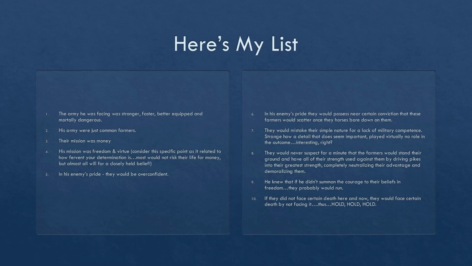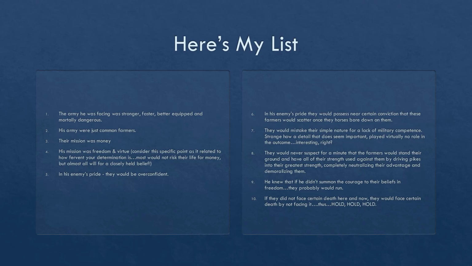Consider this specific point as it relates to how your fervent determination would change if all you were risking your life for was money. But many will risk their life for a closely held belief. Number 5, he knew his enemy's pride, that they would be overconfident. Number 6, in his enemy's pride, they would possess near certain conviction that these farmers would scatter once the horses were bearing down on them. Number 7, that they would mistake their simple nature for a lack of military competence.